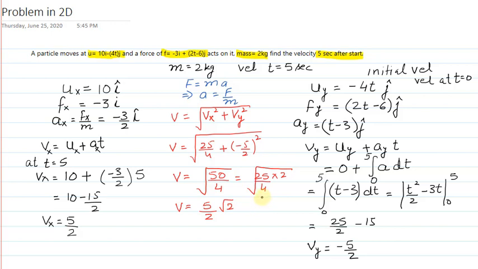If it's given in SI, this much meter per second is our answer. So our answer is velocity v = 5/2 √2 meter per second.